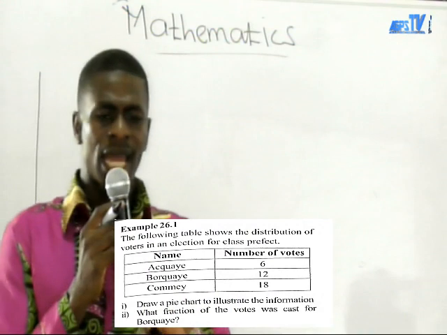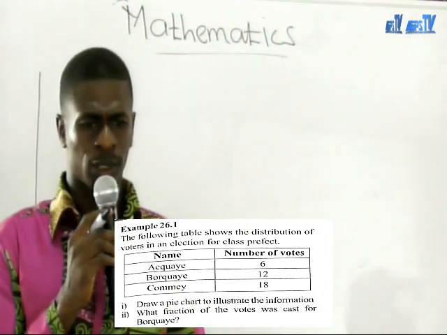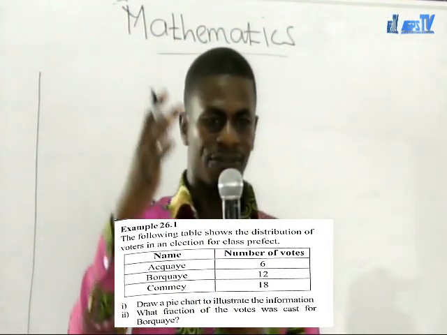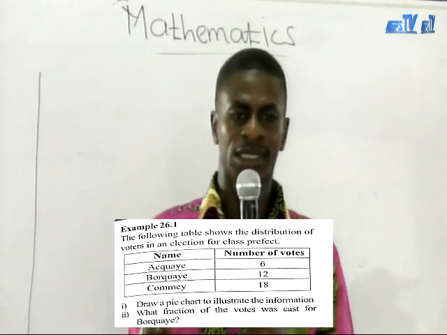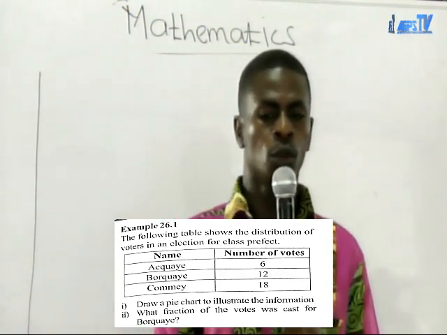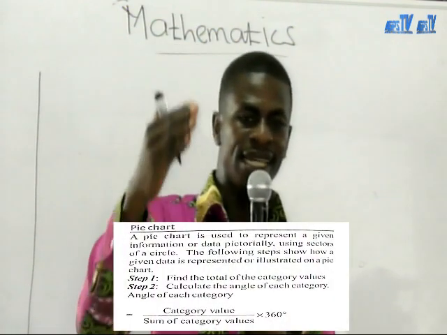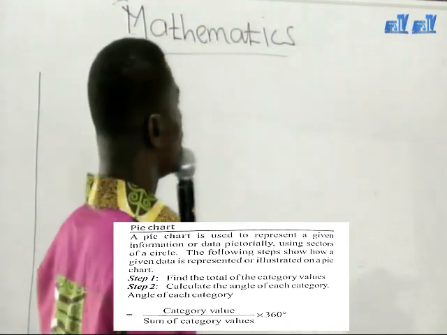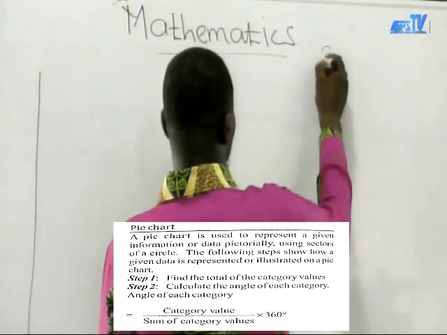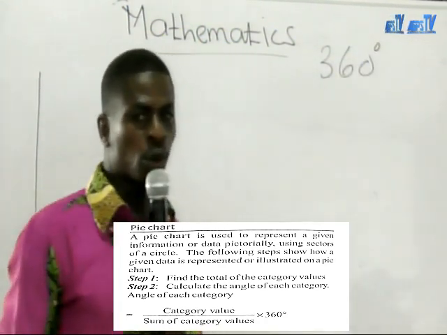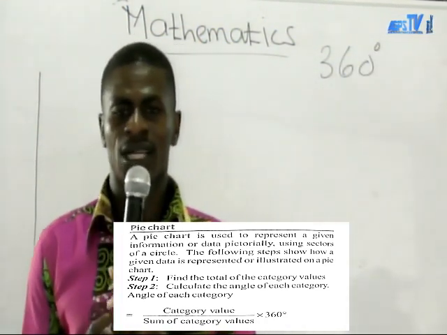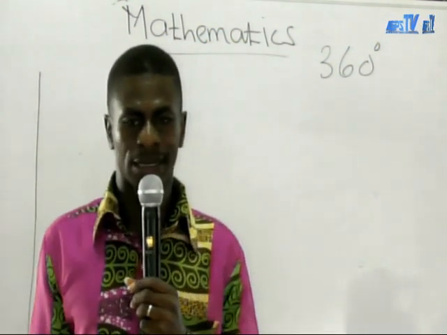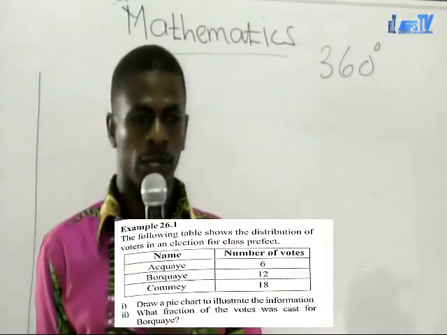Now, to be able to solve this question, don't forget I have said that pie charts are circle graphs, and so you are going to present your information cyclically. And so you know that to do that, you are going to divide them into sectors. But before you can divide them into sectors, you must know that every circle has a total circumference of 360 degrees. And for you to be able to do that, you must add all the frequencies.